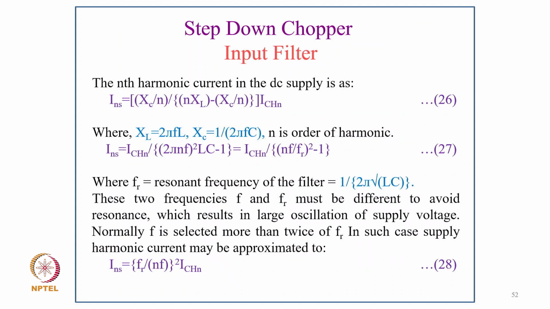So, the nth harmonic in the DC supply is I_nS equal to (X_C upon n divided by (n X_L minus X_C upon n)) into I_CHn, where X_L equal to 2 pi f L, X_C equal to 1 upon 2 pi f C, and n is the order of harmonic. So, I_nS equal to I_CHn divided by (4 pi squared n squared f squared L C minus 1), or I_CHn equal to 1 upon ((n f upon f_R) squared minus 1), where f_R is the resonant frequency of the chopper, that is 1 upon 2 pi under root L C. So, these two frequencies f and f_R must be different to avoid the resonance, which results in large oscillation of the supply voltage. So, normally f is selected more than twice of f_R, and in such cases the supply harmonics may be approximated as I_nS equal to (f_R divided by n f) squared into I_CHn.